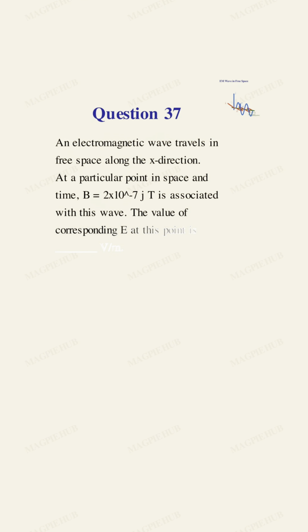The question states, an electromagnetic wave travels in free space along the x direction. At a particular point in space and time, B equals 2 times 10 to the power minus 7 j hat Tesla, is associated with this wave. The value of corresponding E at this point is blank volts per meter. The options are A, 60 k hat, B, minus 60 k hat, C, 30 k hat, D, minus 600 k hat.